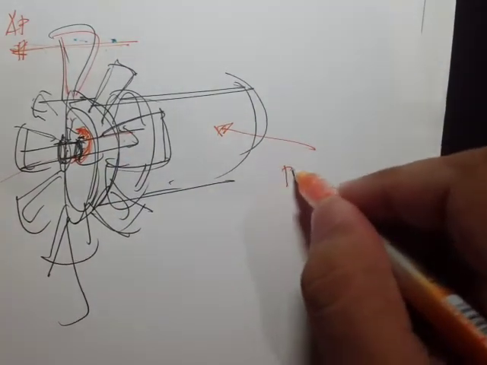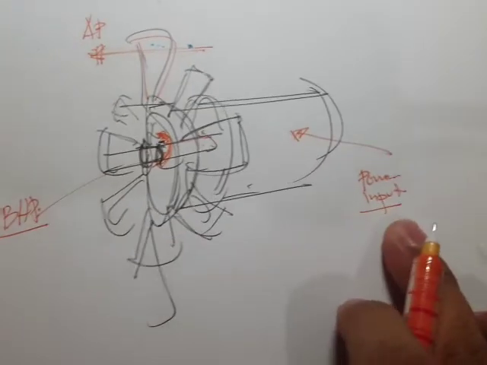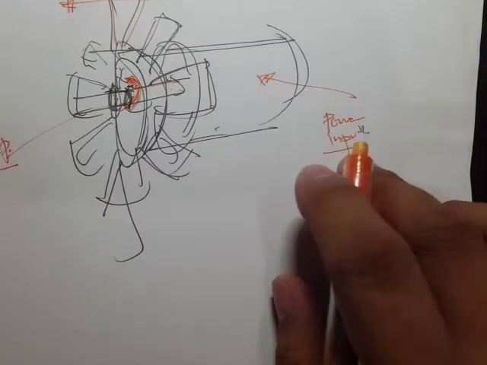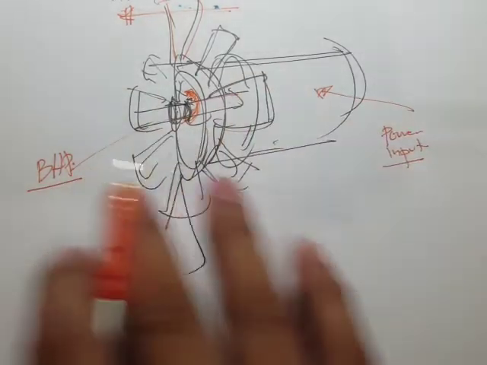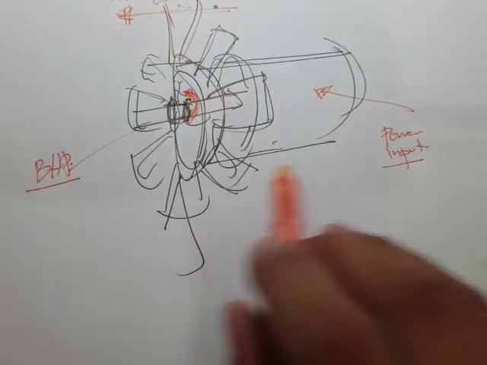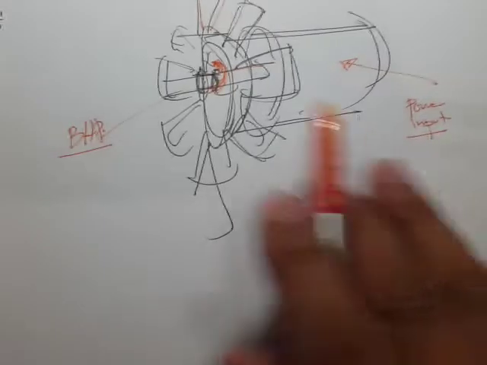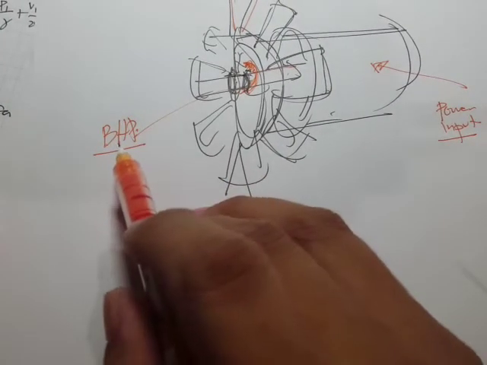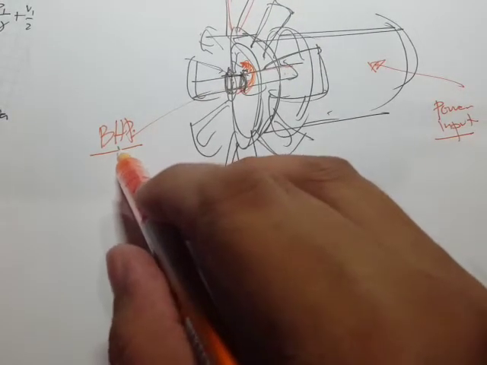So this is, let's say, power input. If this is 10 kilowatts or 1 kilowatt, then the brake horsepower, because there are losses, let's say frictional losses inside this electric motor and inside this assembly, then that means if our power input is 1 kilowatt, the brake horsepower would be less than 1 kilowatt. So this is, let's say, 0.8 or 0.9.